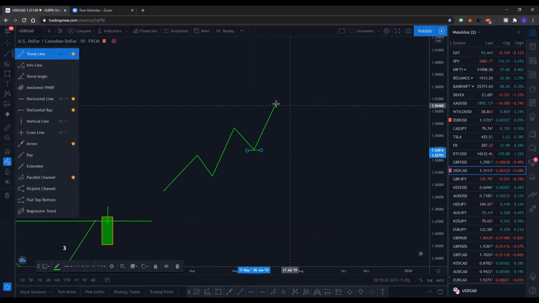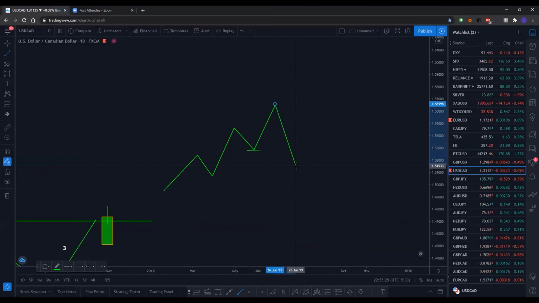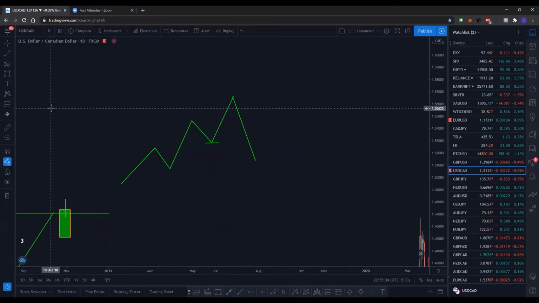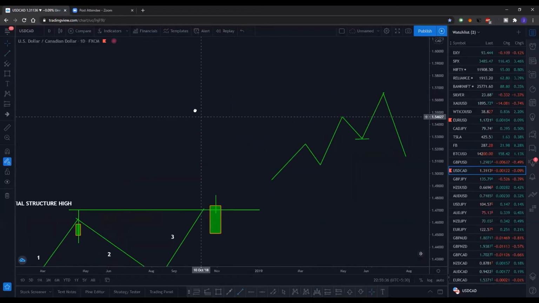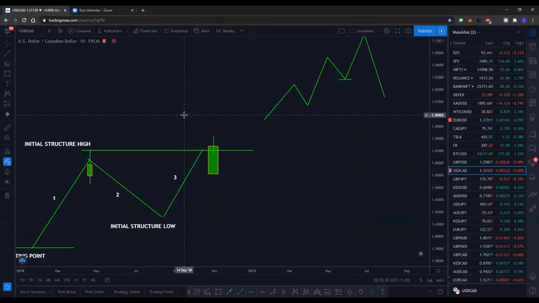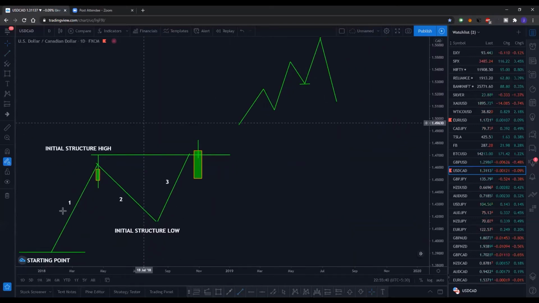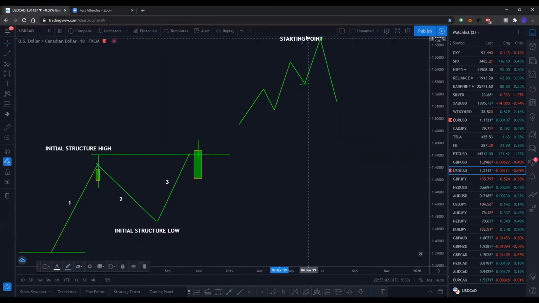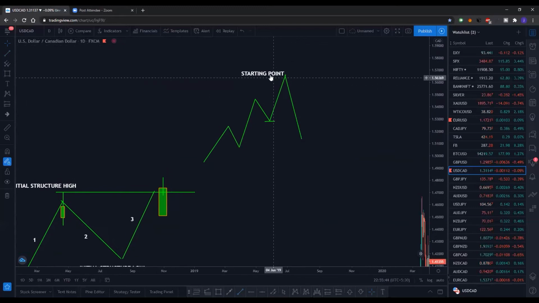Now let's say that the market has broken and closed below the major swing low, the previous swing low. That is the time we say that we have a starting point. So this will come over here.